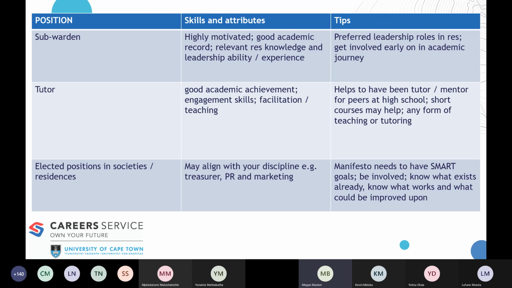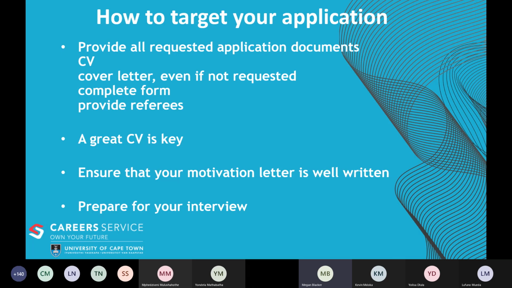Your goal has to be attainable and obviously realistic about any changes that you're wanting to make or improvements that you're wanting to make within a specific time frame, and all very important. So again, you need to know what currently exists, whether it is at that society, whether it is at that residence that you are in. You need to know what works well, and you need to know what could be improved upon. And so all of these tips will help you to make a really good application or manifesto.